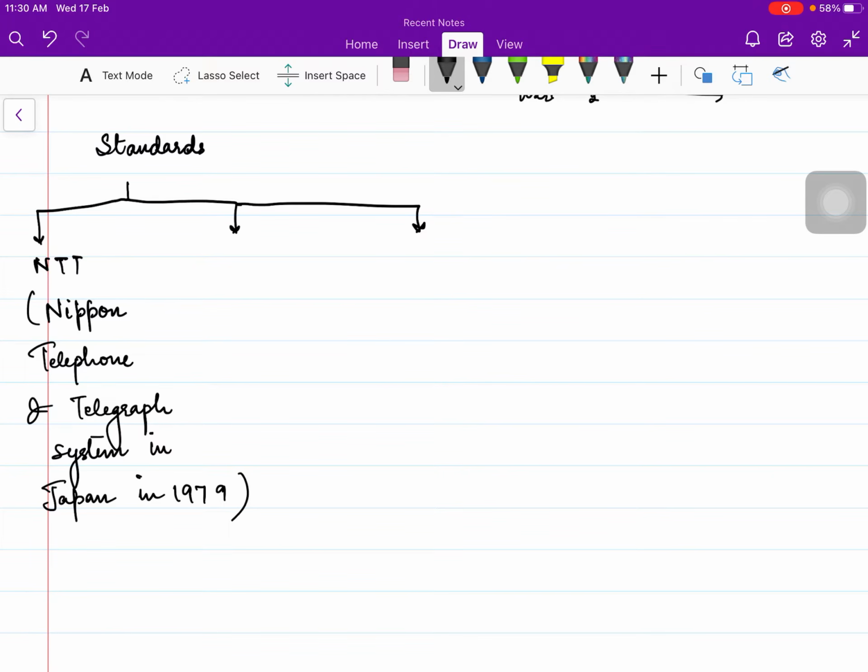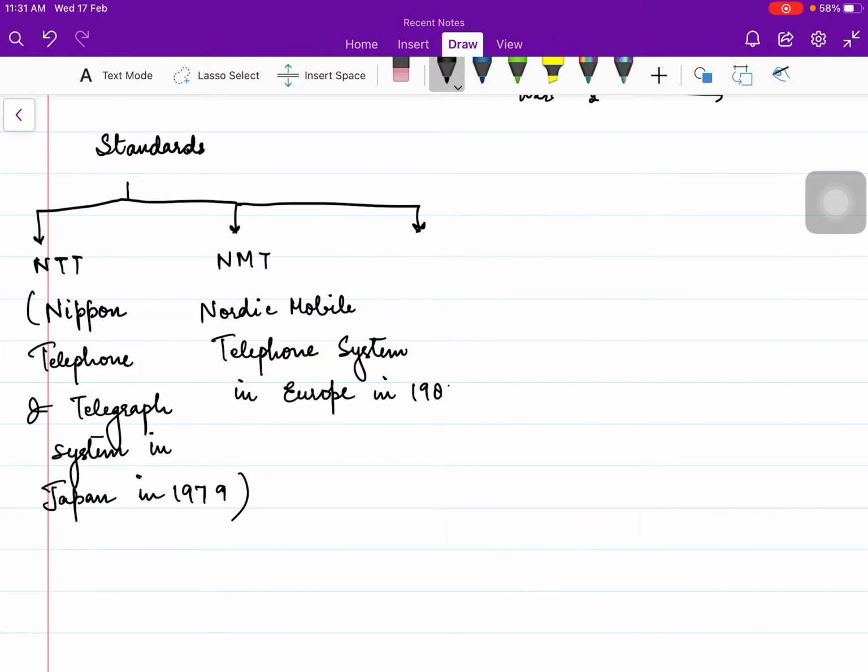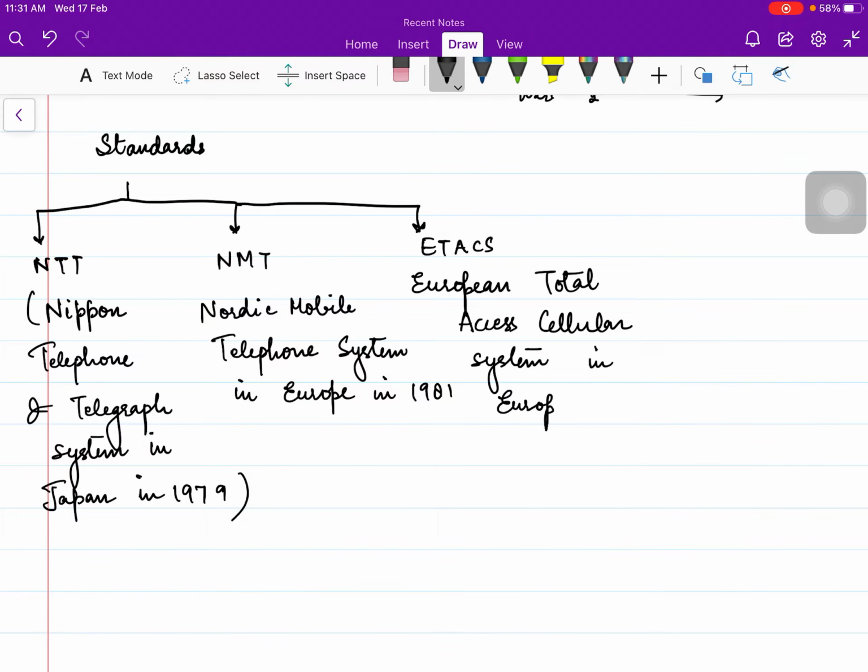So it was NTT. Another one is NMT, that is Nordic Mobile Telephone System, and it was used in Europe in 1981. Another one was ETACS, that is European Total Access Cellular System. It was also used in Europe in 1985.